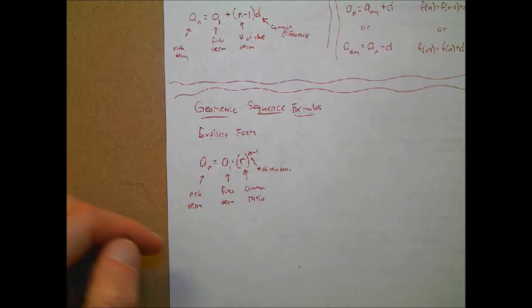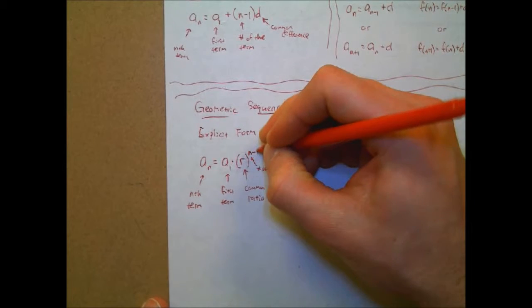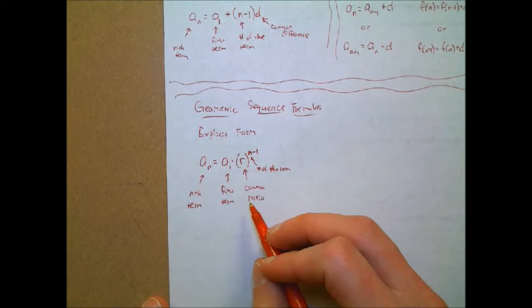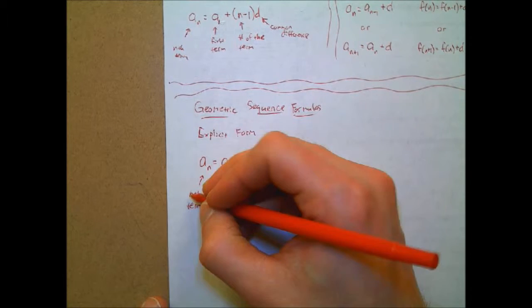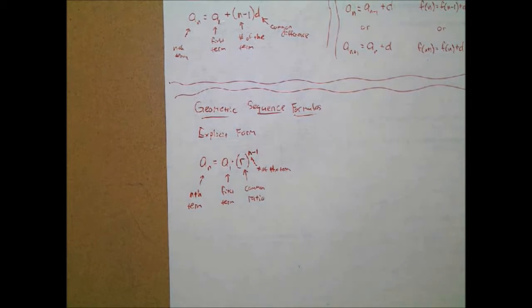The a sub n, the nth term there. Nth term is what that's supposed to be. So again, explicit form: if you wanted to, you could find the 100th term without having to find all the previous terms before it, right? That's the beauty of this explicit form.